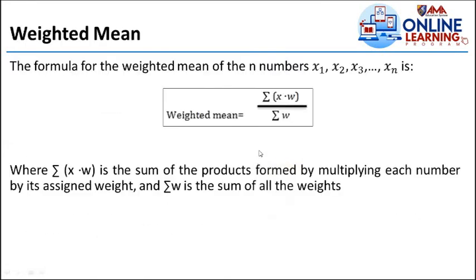Okay? So next we have the weighted mean. Weighted mean is the formula for the weighted mean of the n numbers x1, x2, x3 up to xn. The summation of x multiplied by w divided by summation of w, where the summation of x, w is the sum of the products formed by multiplying each number by its assigned weight. And the summation of w is the sum of all the weights. No? So weighted mean is different from arithmetic mean, mean, and average. Iba po yung formula po niya.